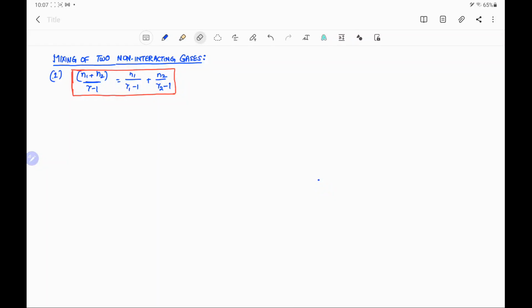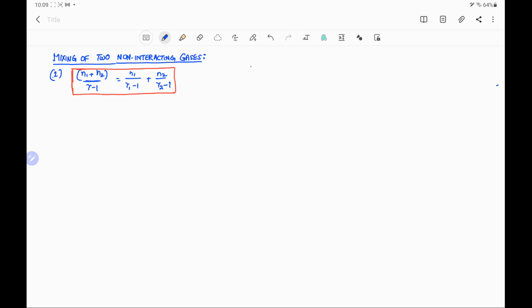Suppose we add two non-interacting gases in a container. For that, we have to derive the relation (N1 + N2)/(gamma - 1) = N1/(gamma1 - 1) + N2/(gamma2 - 1). And this is a very important relation.